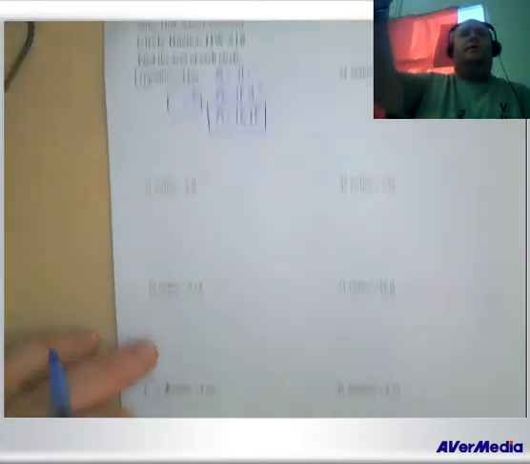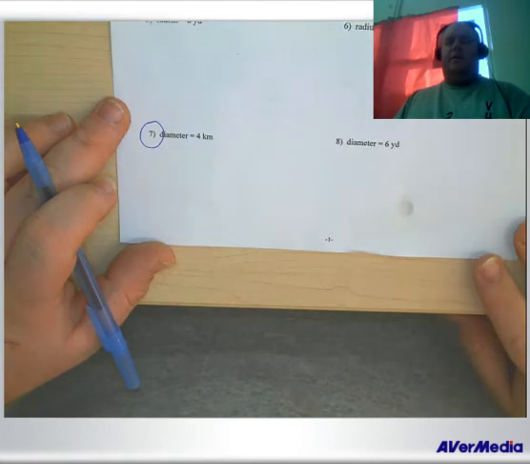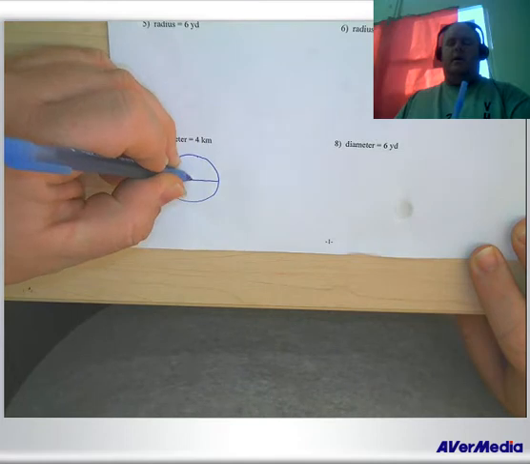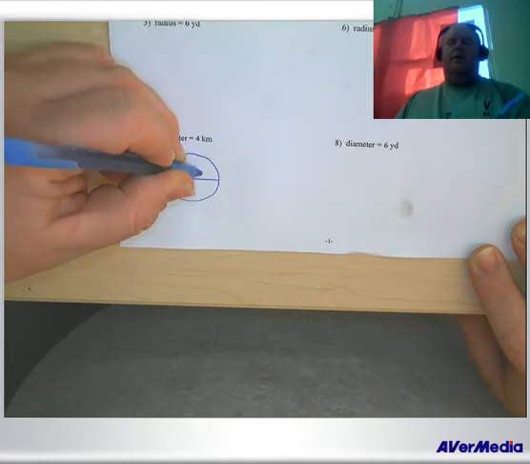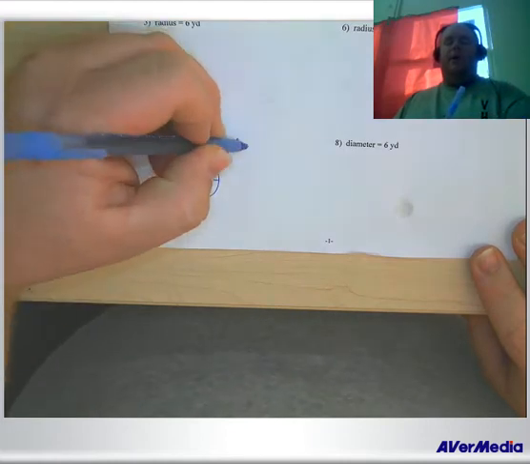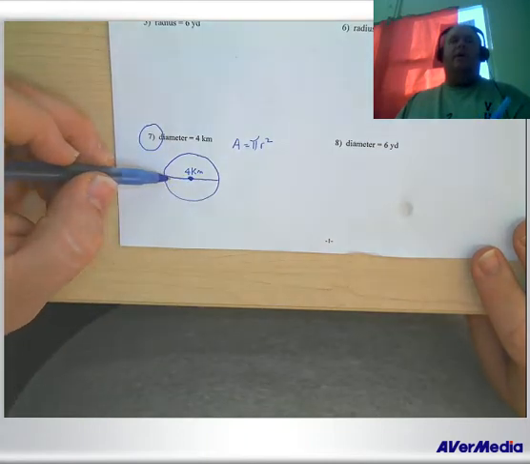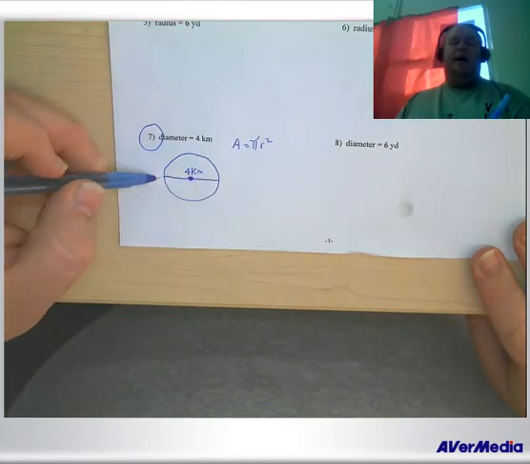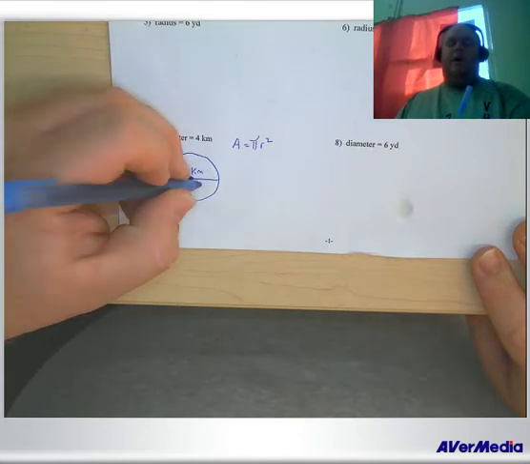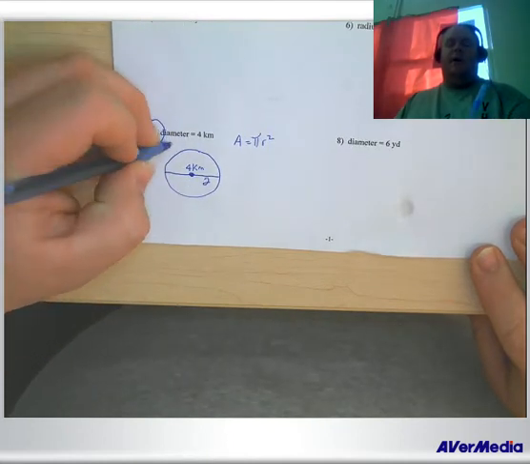A little bit trickier sometimes when instead they give you the diameter. So if I look at question 7, it says the diameter is 4 kilometers. That's from one edge to the other, but it has to go through the center. The formula, however, is still area equals pi r squared. So if the diameter is 4, we need to understand that there's 2 radiuses that make up the diameter, this radius right here and this radius right here. So if I divided 4 by 2, I would get 2. And so that's the new radius. So even though the diameter is 4, the radius is 2.